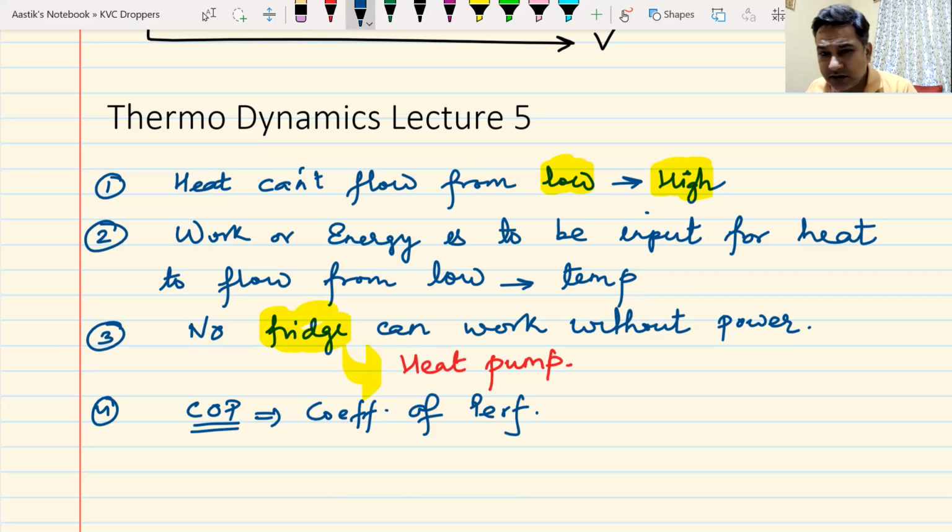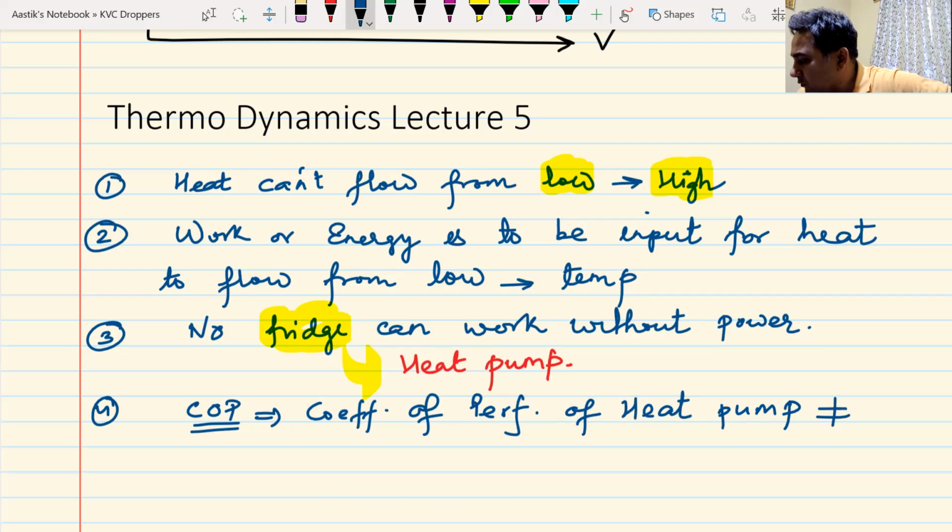The opposite of that is a heat pump or a refrigerator. Not exactly work into heat; it is inputting work and making heat flow. The coefficient of performance of a heat pump cannot be equal to 1. Please note these points, because the second law of thermodynamics in a question can be asked in any of these points. If you understand these points, that means you have understood the second law of thermodynamics.